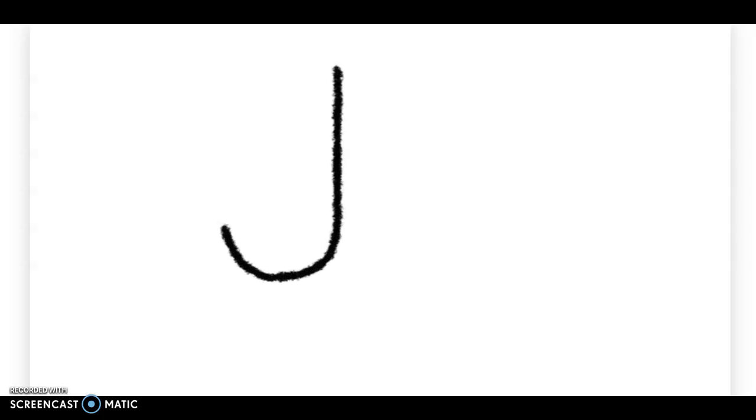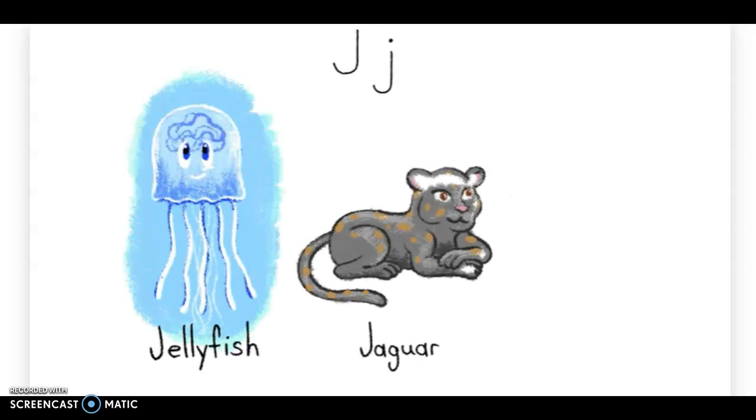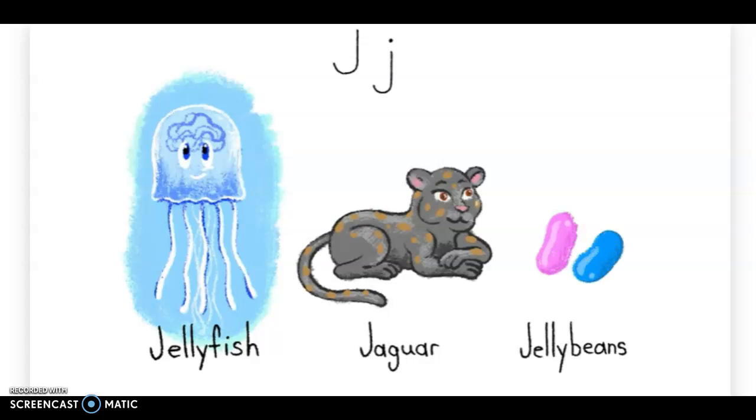To make a lowercase j, you start about here in the middle. You make a line down in a curve at the bottom. Then you add a dot right on top. Some words that start with J are jellyfish, jaguar, jelly beans.